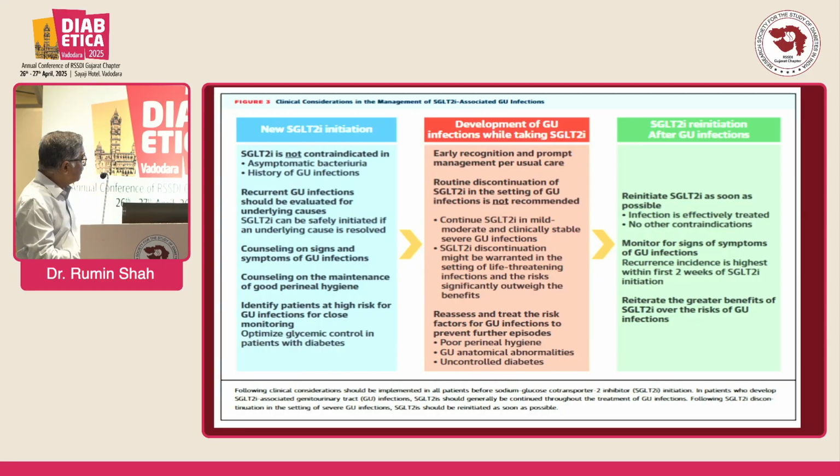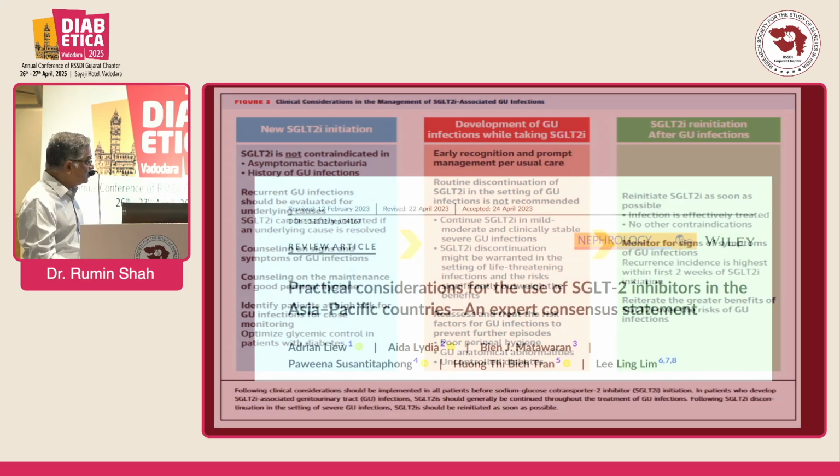How do you manage that? When the patient already has asymptomatic bacteriuria, it does not mean that you don't have to put the patient on SGLT2 inhibitor. If there are recurrent genitourinary infections, you need to wait, watch, and look at the patient. Counseling is very important, and you need to tell the patient about the importance of genital hygiene. If the patient does develop urinary tract infection, you need to diagnose it early and treat aggressively. When you reinitiate SGLT2 inhibitor, that I'll show.